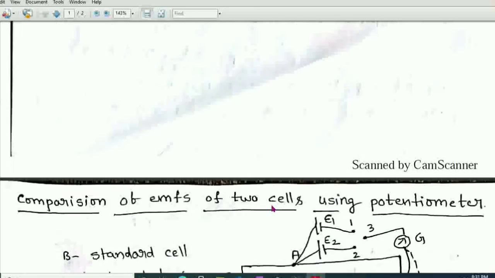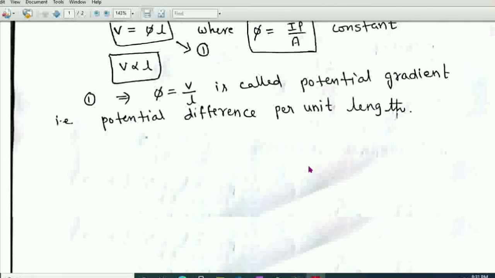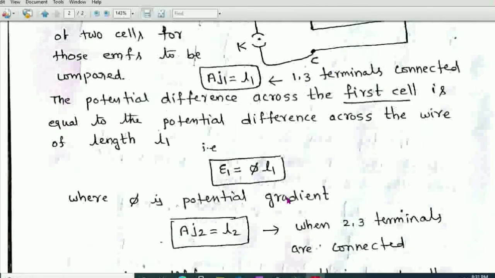Already we have discussed the expression for potential difference, V is equal to pi into L. According to that formula, here we have taken E1, the EMF, because we are comparing the EMF of the cells. So E1 is equal to pi into L1, where L1 is the balancing length. So when the first cell is connected, the EMF E1 is equal to pi into L1, for the first cell. Here pi is the potential gradient.